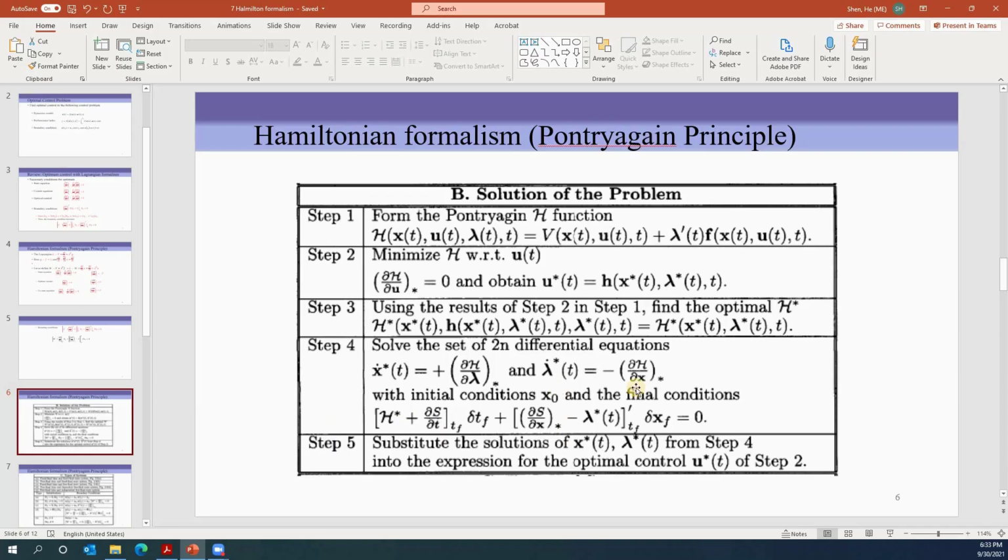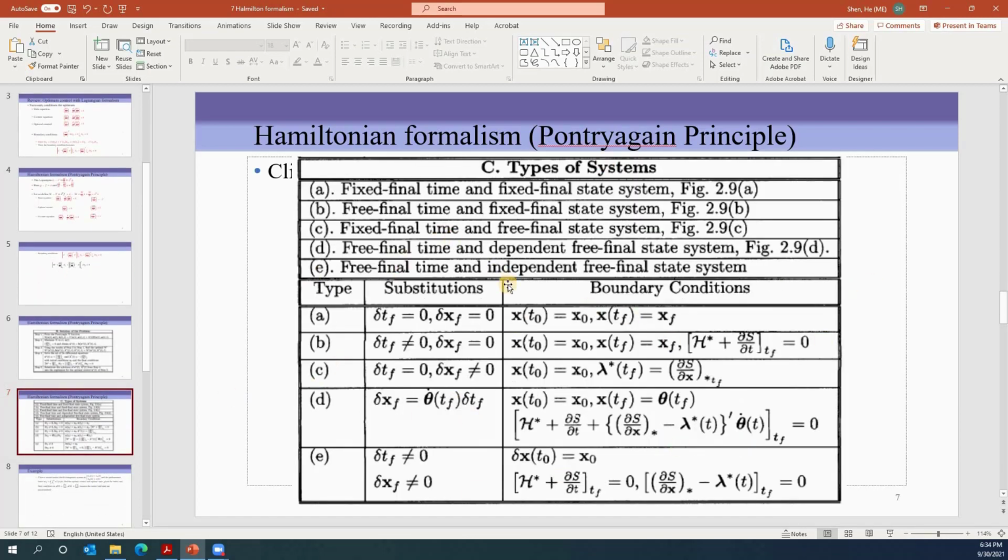The boundary conditions are given in this form. Depending on the conditions that you are given, you will have different boundary conditions. If tF is fixed and xF is also fixed, it means this is 0 and this is 0. This condition always holds, so in that case you don't need to deal with this anymore. And in case tF is free, it means this coefficient has to be equal to 0. If xF is free, the coefficient of delta xF has to be equal to 0. So that's how you get different boundary conditions. The boundary conditions are summarized in this table over here. In total, you have 5 different cases.